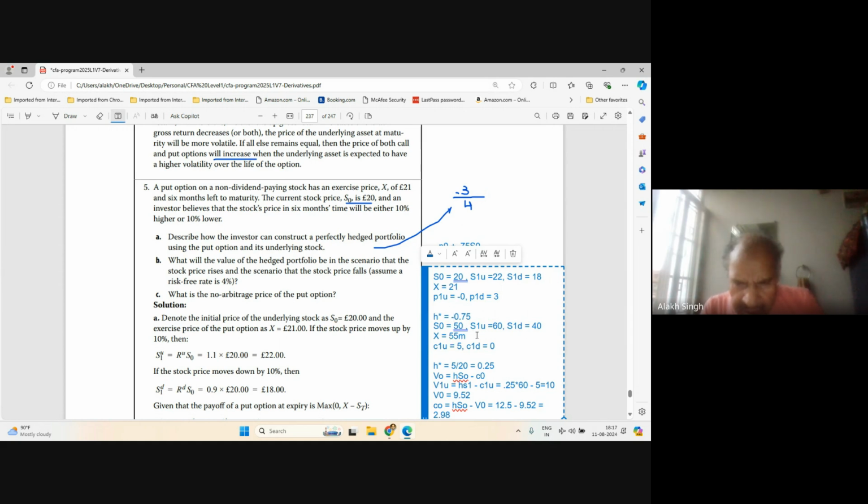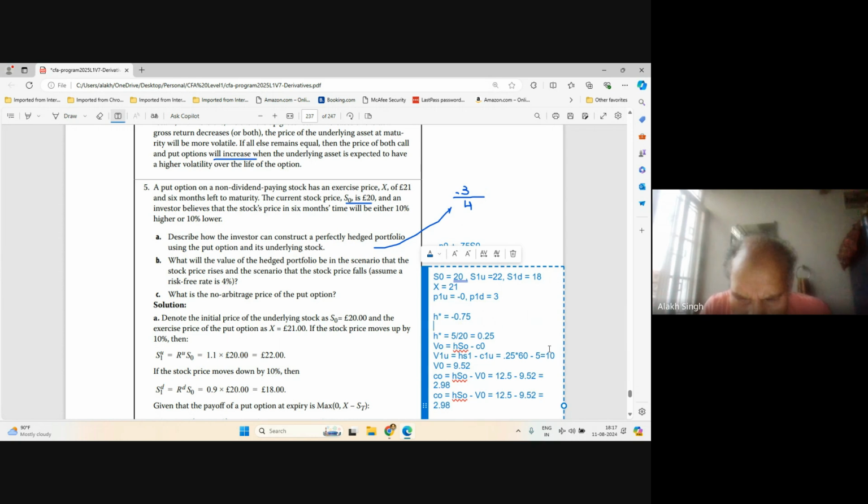And so S0 is 20. I had already written S1U 21. Why did I repeat this here? Let me delete this. I don't know, probably it got copied and pasted. Now, this one, the V0, yes. So we need to calculate only V0.